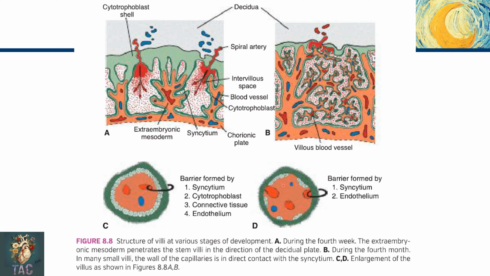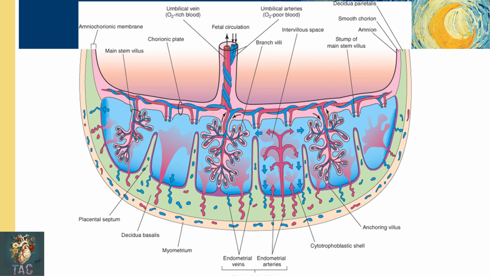So these are the changes which start at the fourth month and complete after the fifth month of pregnancy, and this is very important because this barrier now allows many substances to pass from the maternal circulation into the fetal circulation easily. This is another very beautiful diagram in which you can see this is the maternal side and this one is the fetal side.